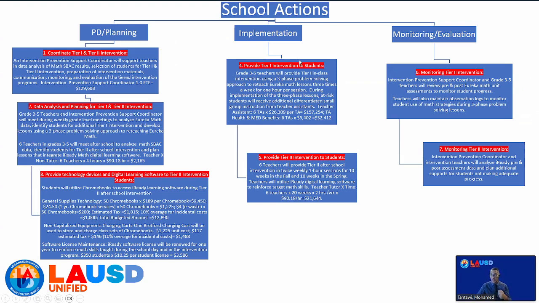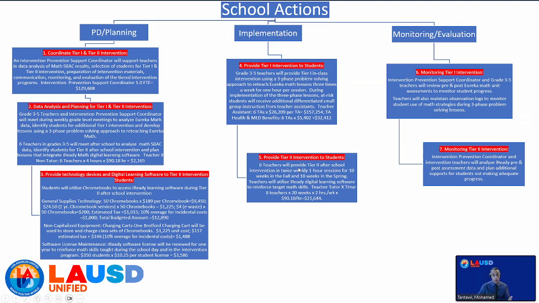Now, when it comes to implementation, remember my sub-strategies involve that tier 1 in-class intervention as well as a tier 2 intervention. So what will that implementation look like at my school? So for the tier 1 intervention, it might involve the grade 3 through 5 teachers using that three-phase problem-solving approach 3 times a week for 1 hour per session. And during that time, I might have teacher assistants working with students in smaller groups, and I might budget for TAs to support that work.